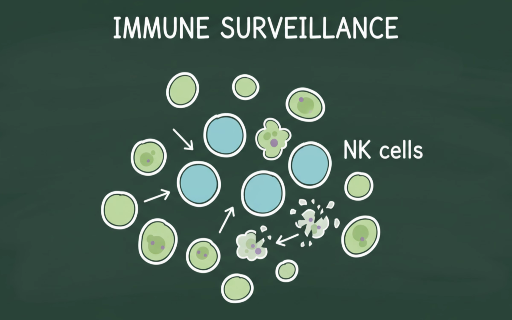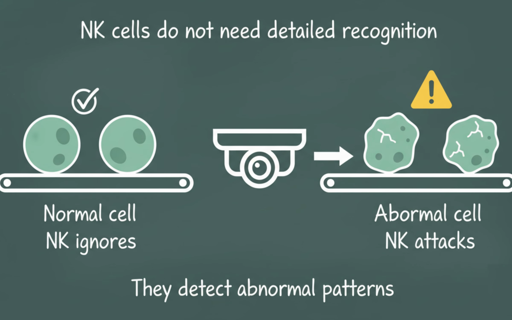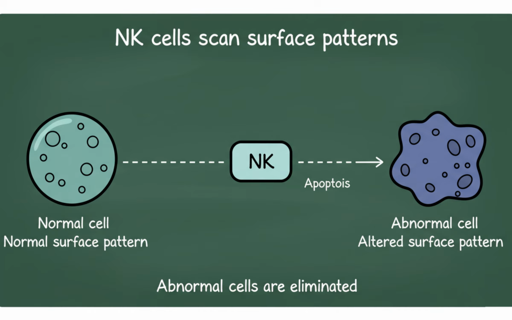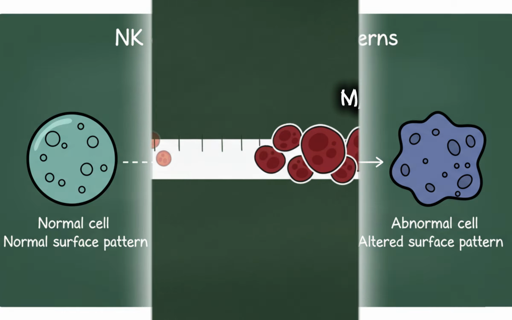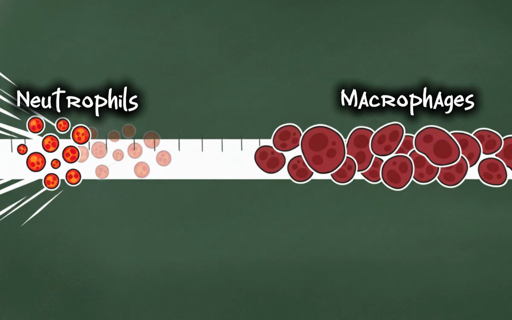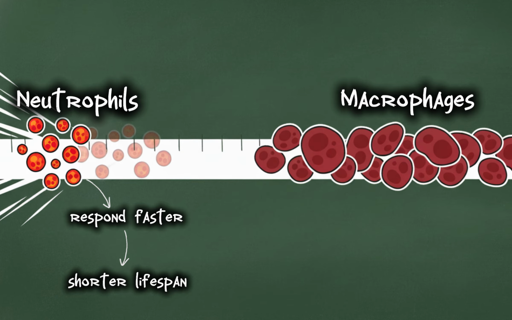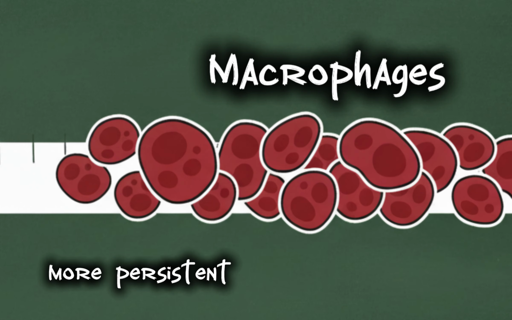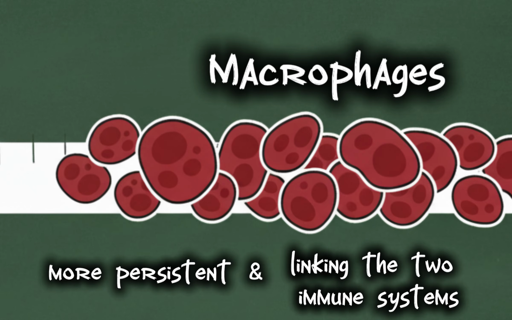Natural killer cells are different. They do not need detailed identification. They only detect cells showing signs of being abnormal, especially virus-infected cells or cancer cells, and directly destroy them by inducing programmed cell death. Compared to macrophages, neutrophils respond faster but have a shorter lifespan. Macrophages act more slowly but are more persistent and play a key role in linking the two immune systems.